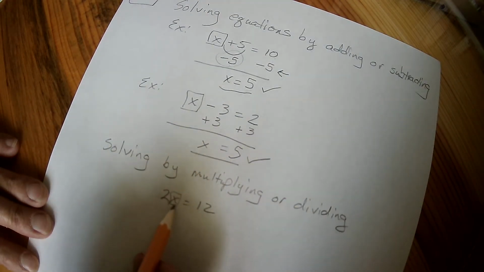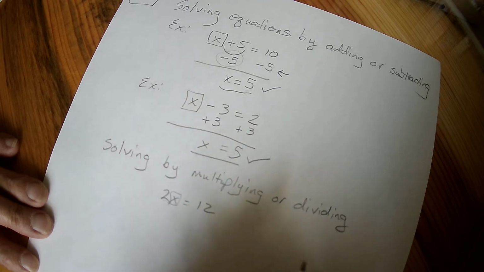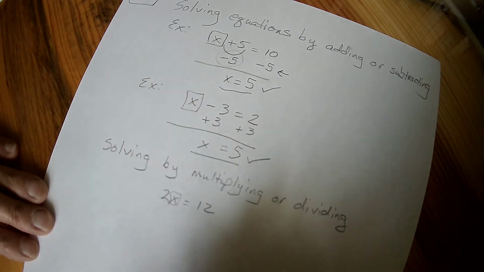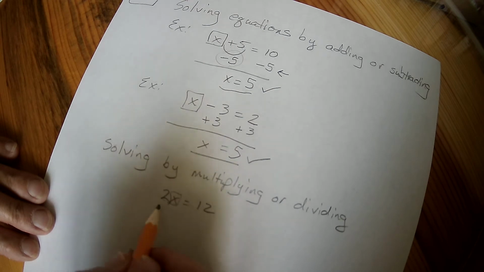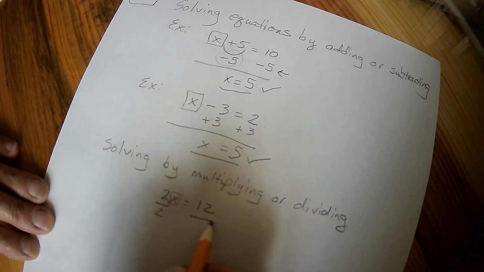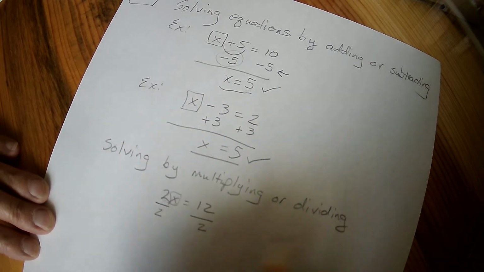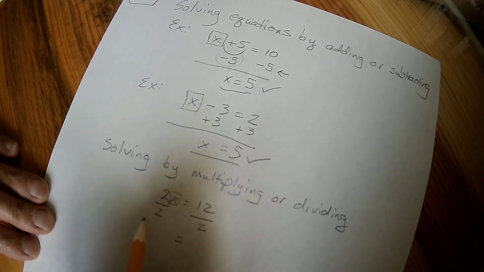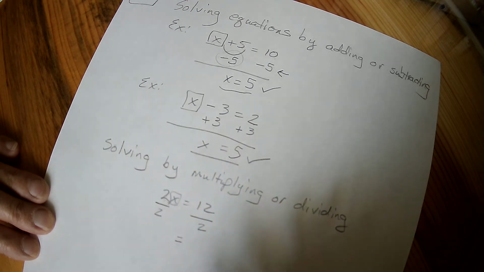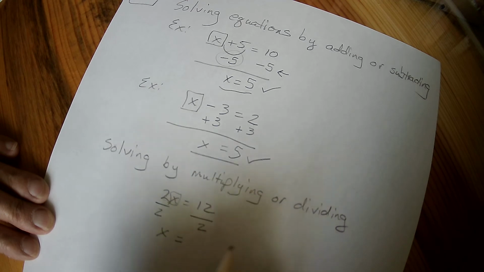And what I'm doing to x right now is I'm multiplying it by 2. Well, what's the opposite of multiplying by 2? Oh yeah, dividing by 2. So I'm going to divide both sides by 2. And over on the left-hand side, 2 divided by 2 is 1. So I just have x equals 12 divided by 2 is 6.